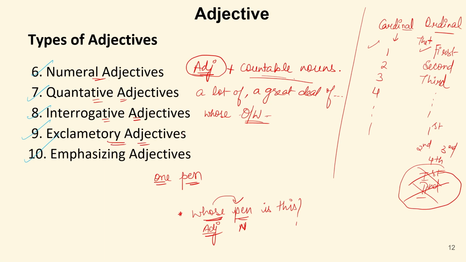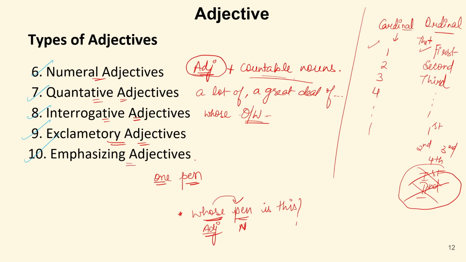Exclamatory adjectives are, for example, when we say, what a dream, how innocent, what a wonderful scenery. So words like these, which exclaim or show the shock or surprise of something, are called exclamatory adjectives.